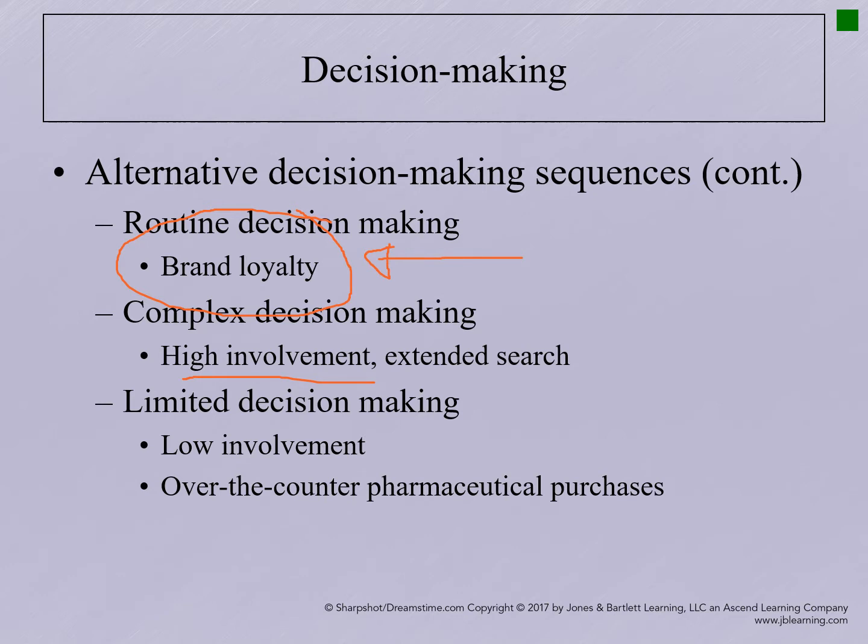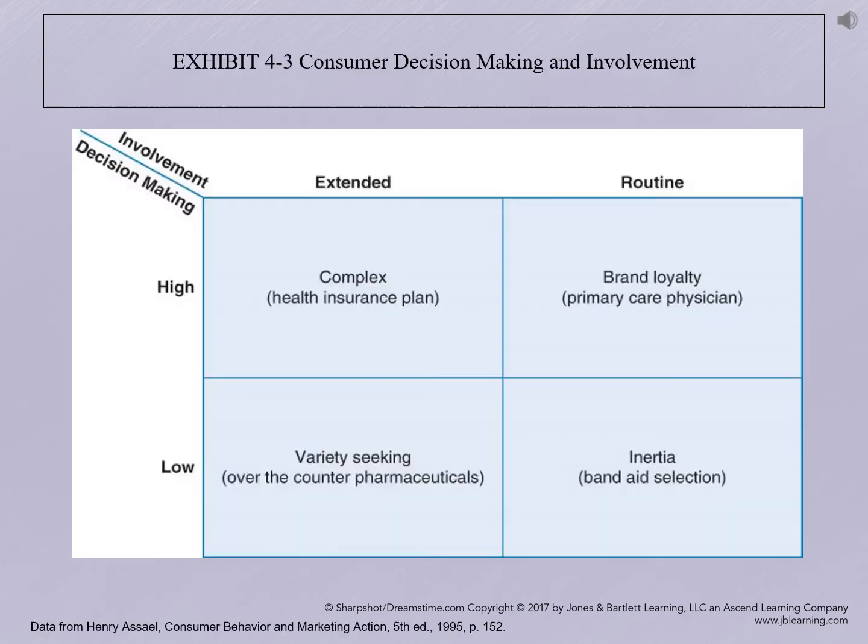Now, there are some things that involve limited decision making. Do you buy generic aspirin? Do you buy St. Joseph's aspirin? Those would be low decision purchases. Here's a chart that outlines whether the decision making is high or low. If it's high, then you might have an extended period versus routine.